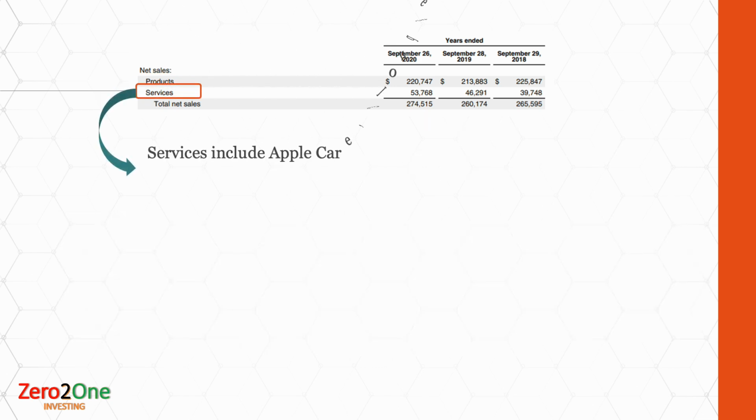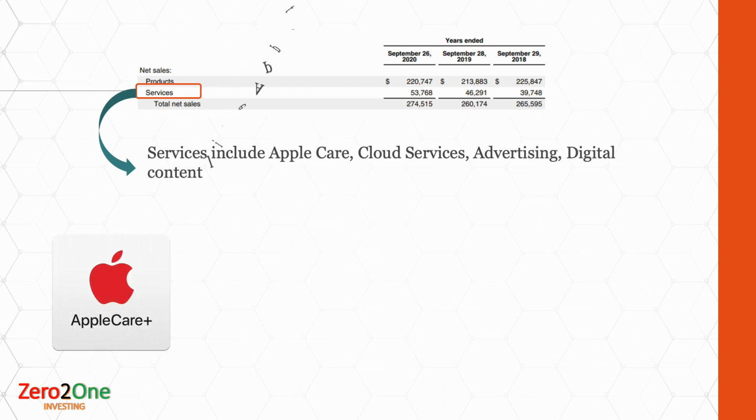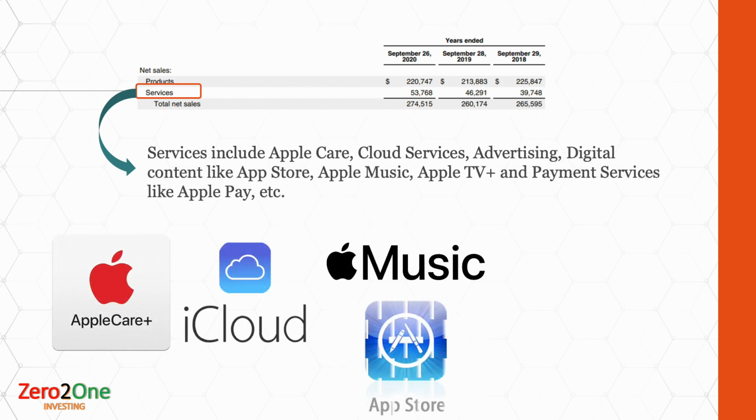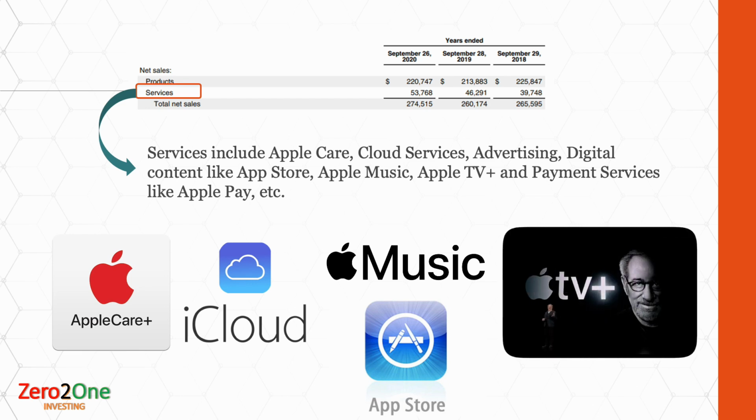So the services include Apple Care, cloud services, advertising, digital content like App Store, Apple Music, Apple TV Plus, and the payment services like Apple Pay. We'll do a similar analysis here. As you can see, the revenues are increasing year on year, and there is an increase of around 15 to 20% in the past 3 years, which is a good sign. So the 20% increase in revenue is good.